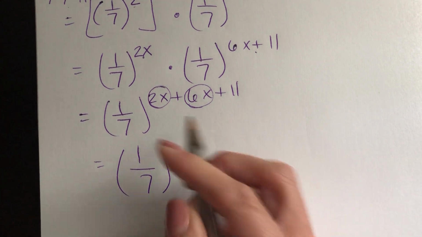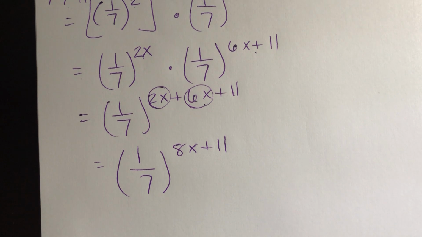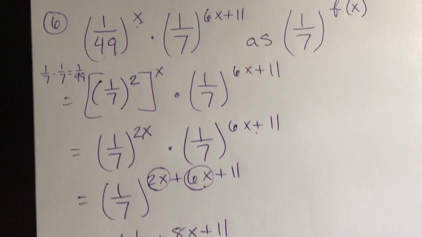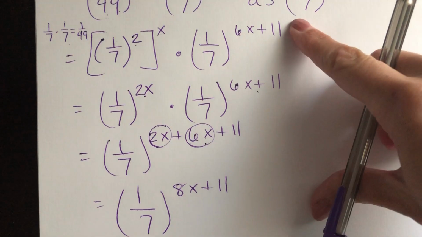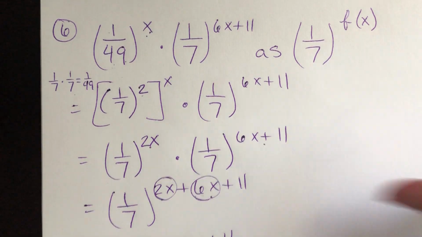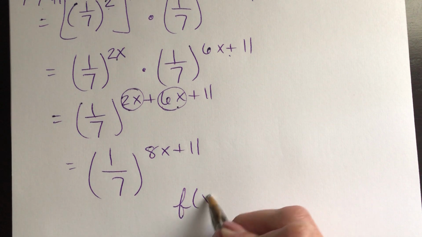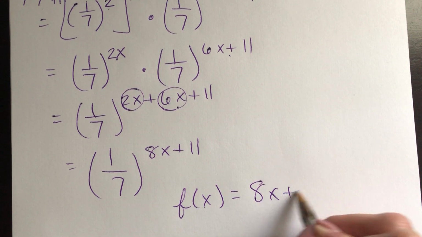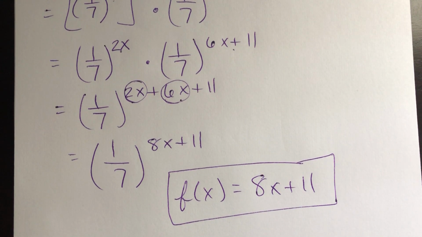That's 1/7 to the 8x plus 11 there. Okay. And then, so that's what we were trying to do. You were done. So you got your base is the same, the 1/7 and the 1/7 here. And then your exponent is that f of x. So here's your answer. F of x equals 8x plus 11. All right.